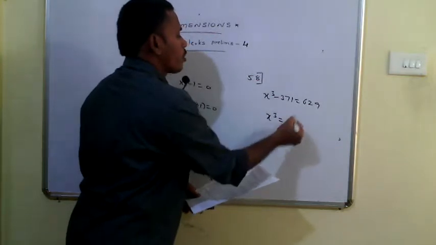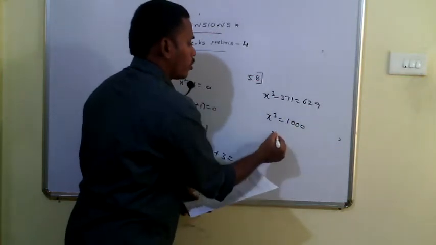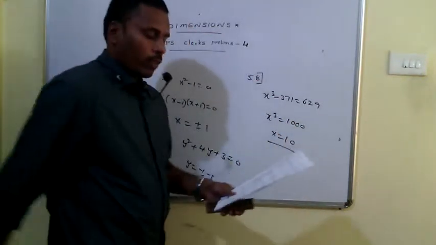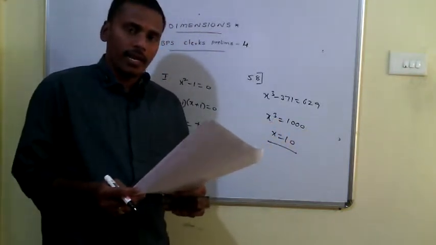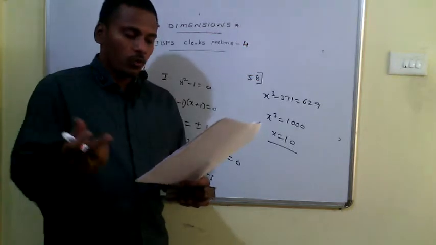So x cubed is equal to, if you send that side, that will be 1000. So the value of x is 10. In the same way, if you calculate the value of y, that value of y will be 11 cubed. So x less than y is your answer.